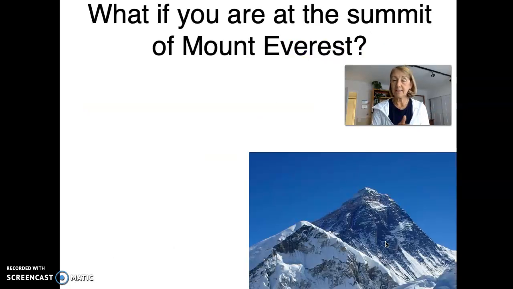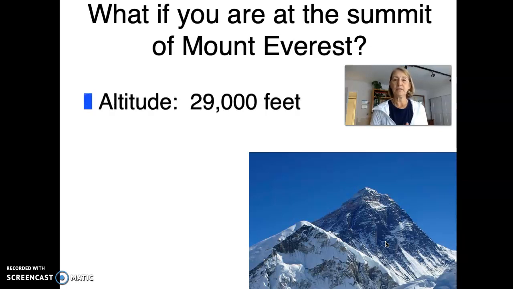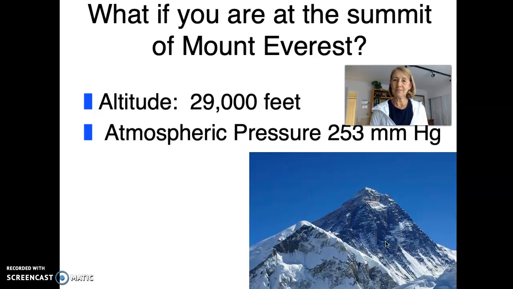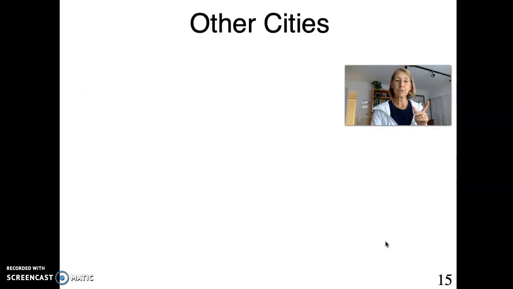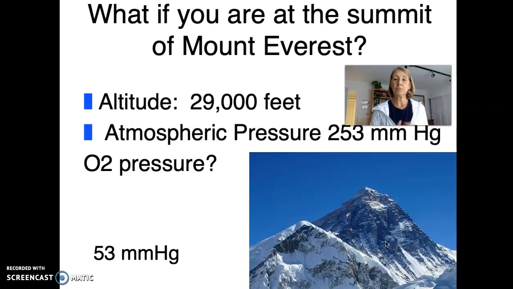Now, let's say you're not at sea level. Let's say you're up on the summit of Everest, where the altitude is 29,000 feet. That sounds terrible, huh? The atmospheric pressure is not 760. It's 253 millimeters of mercury. So now let's do those calculations. When you multiply the 21% times the 253, it's going to give you 53 millimeters of mercury for oxygen. That is very low. Keep that number in your brain for when we look at what kind of pressures are needed for oxygen to actually cross in the alveolus.